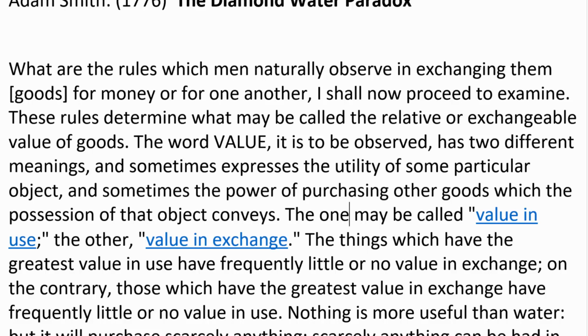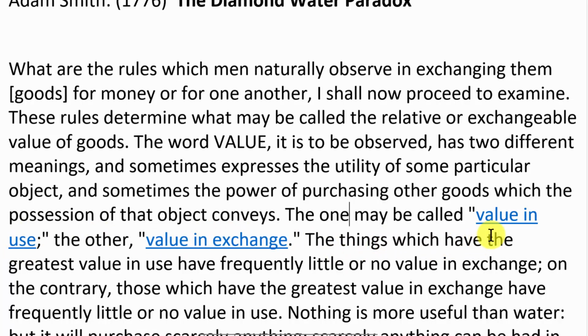that object conveys." So he's saying one way is like how happy it makes you, how much usefulness, although we don't like to use the word usefulness anymore, how much happiness you get out of something, versus like the market value of something. "So one may be called the value in use," the happiness value, "the other the value in exchange."